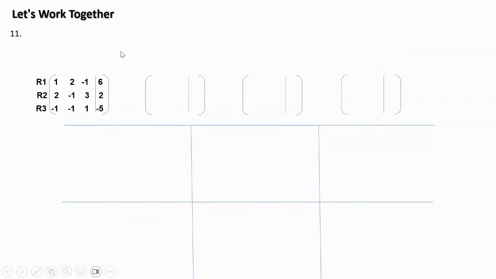Okay? So again, the 1, we've got to eliminate the 2 and the negative 1 in the first column, which is row 2 and row 3. So we're going to keep row 1. We have to eliminate the 2 in row 2, so that's going to change. And the negative 1 must be a 0 in row 3, so row 3 is going to change. So I'm going to multiply negative 2 times row 1 and add it to row 2. Then for the second part in step 1, I'm going to add row 1 plus row 3. And here's my work.